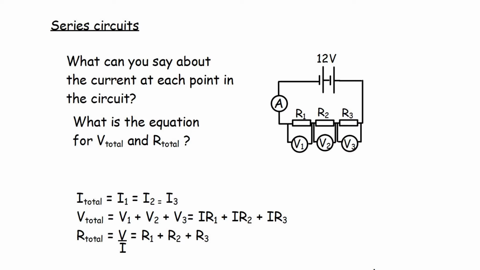And perhaps we knew this already, that the total resistance was equal to the sum total of all the resistors in the circuit. R total equals R1 plus R2 plus R3.